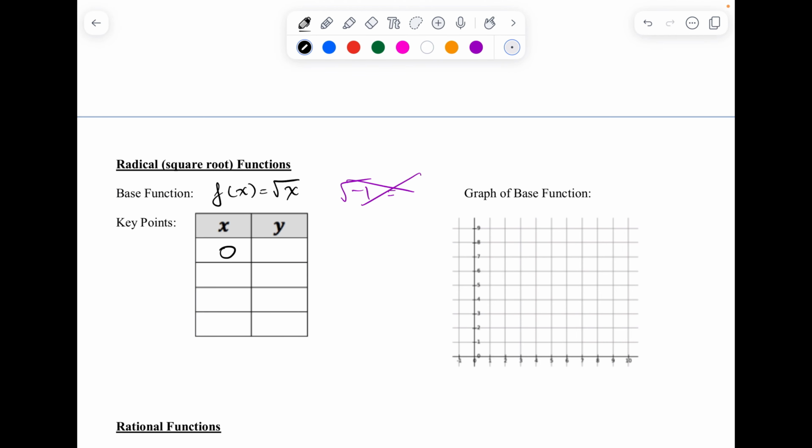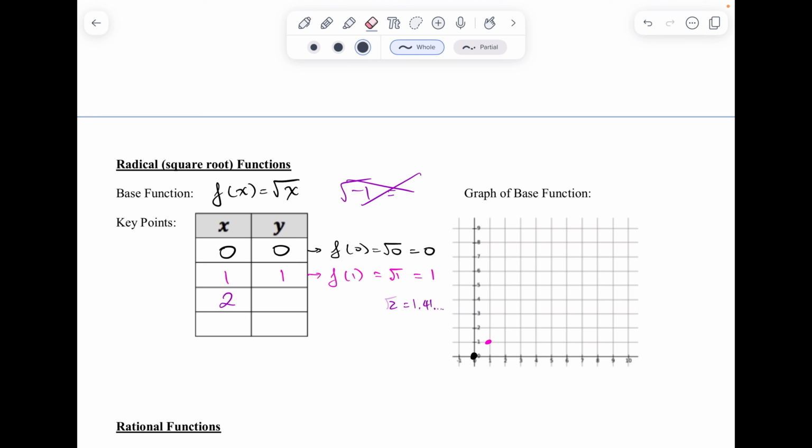So we can start with 0, and then f at 0 is the square root of 0, which is 0. So I have a point at 0, 0. Then I can look at the point when x is 1. Well, f at 1 is the square root of 1, which is 1. So there's a point at 1, 1. Now if I try 2, when I put the square root of 2 in my calculator, it gives me like 1.41 something something. I don't want to use that because it's not a nice number. So I'm actually going to take that out of my table of values.